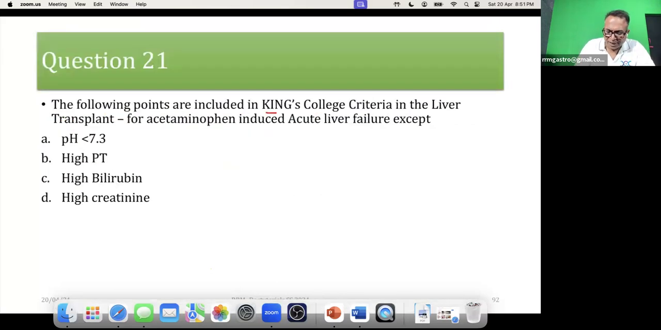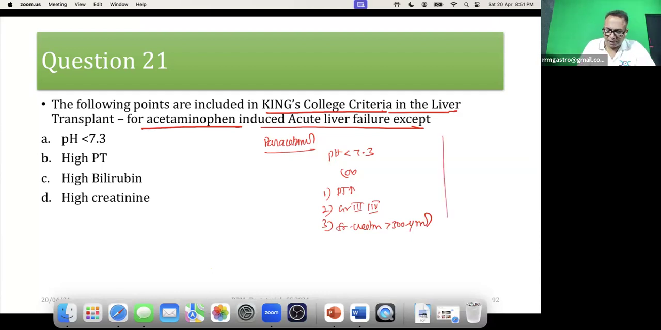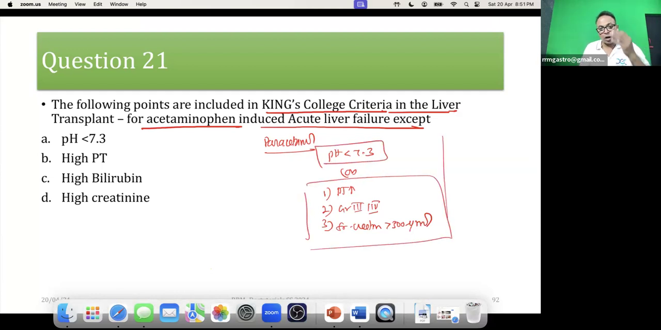Following points are included in King's College criteria in liver transplant for acetaminophen-induced liver failure except. So don't forget the paracetamol criteria. In paracetamol criteria, pH less than 7.3, we will immediately do transplant. Or three important things: prothrombin time elevated, grade 3-4 encephalopathy, or serum creatinine more than 300 micromoles. So this is what is used in paracetamol.